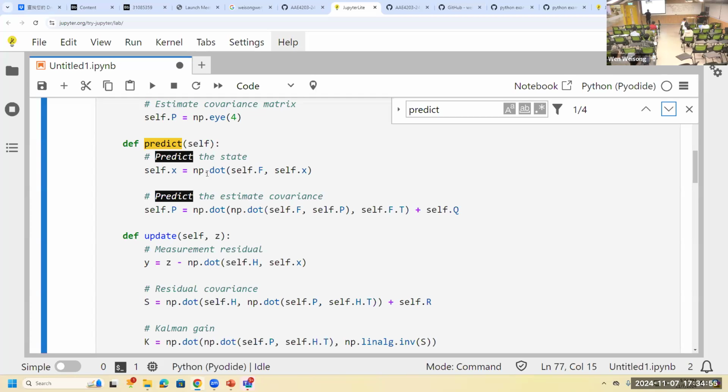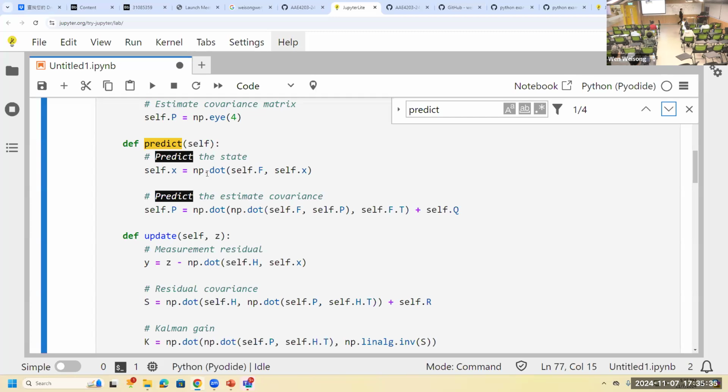The second one is the update. The first step in the update is the measurement residual, delta z. The second one is to calculate S, which you can call the residual covariance. The next step is the Kalman gain. The Kalman gain is P multiplied by H, times S inverse. It's exactly the same as the equations, right? It's super clear, it cannot be even more clear.